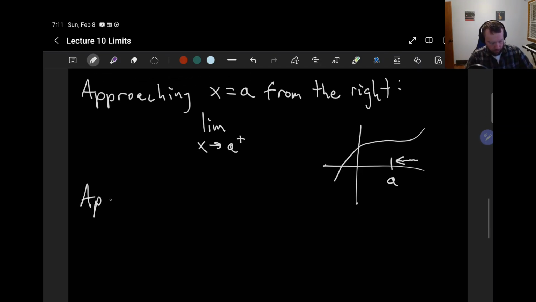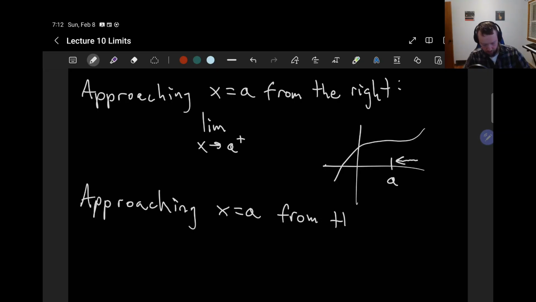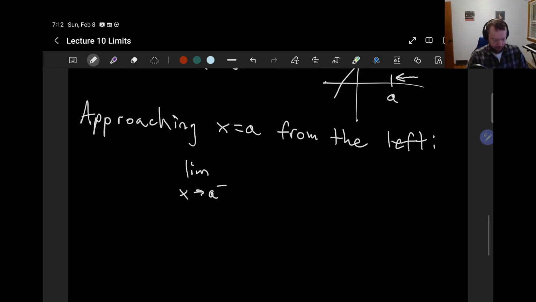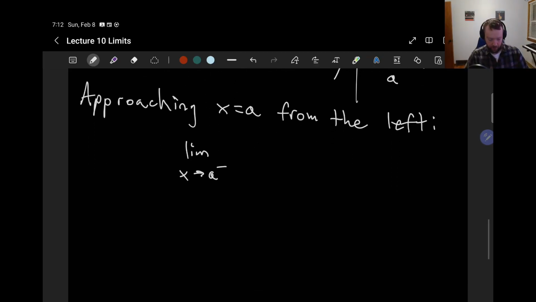Likewise, if we're approaching a from the left, and if that's the only direction I care about, then you write it like this, with this minus superscript. So let's see an example where this really shines.